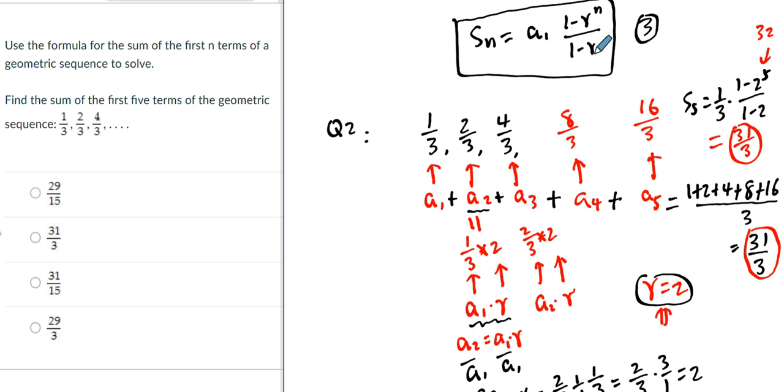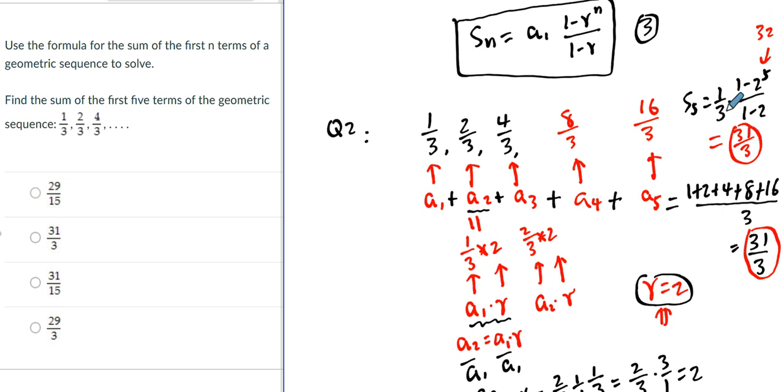r again is 2. 1 minus r is -1. So downstairs is -1 times 3, which is -3. Upstairs is 1 times this quantity. We need to figure out this quantity. 2 to the 5th is 32. 1 minus 32 is -31.